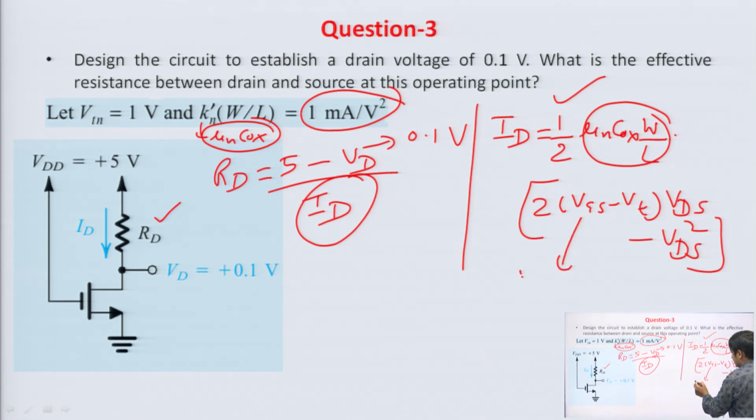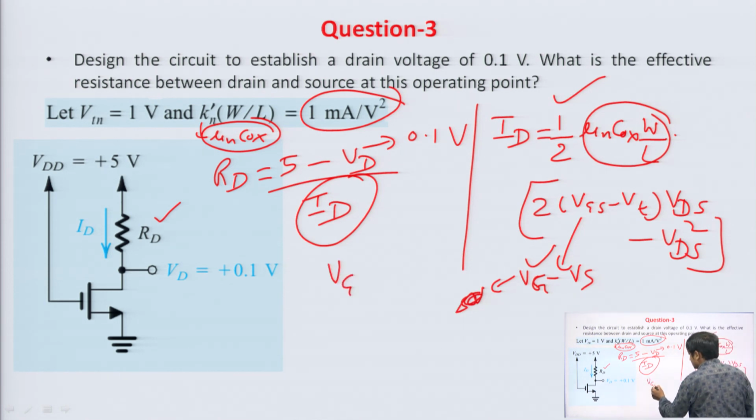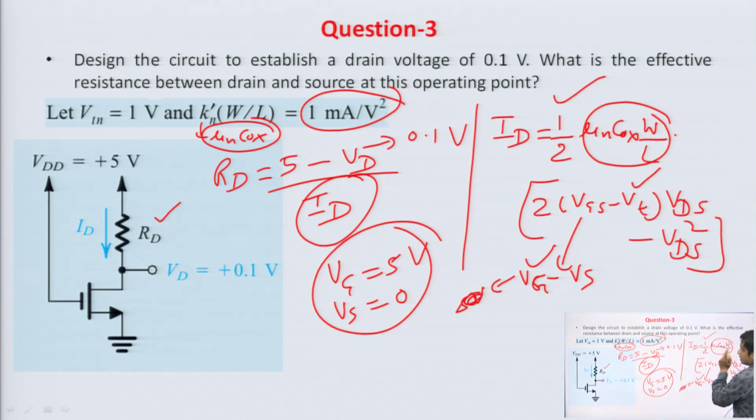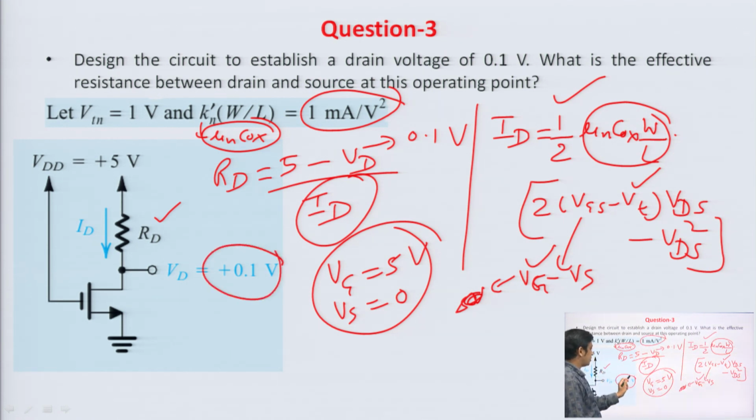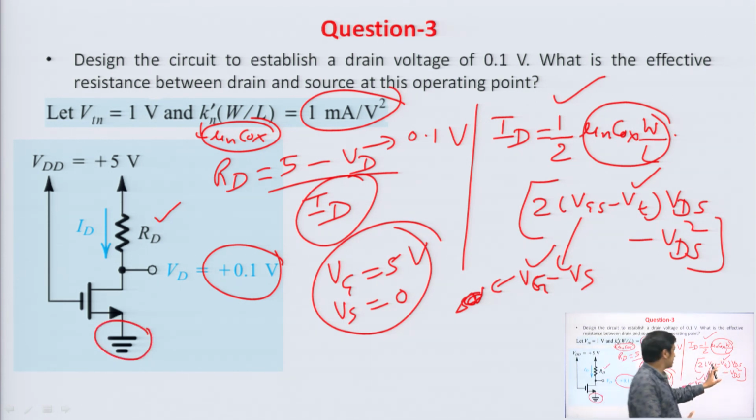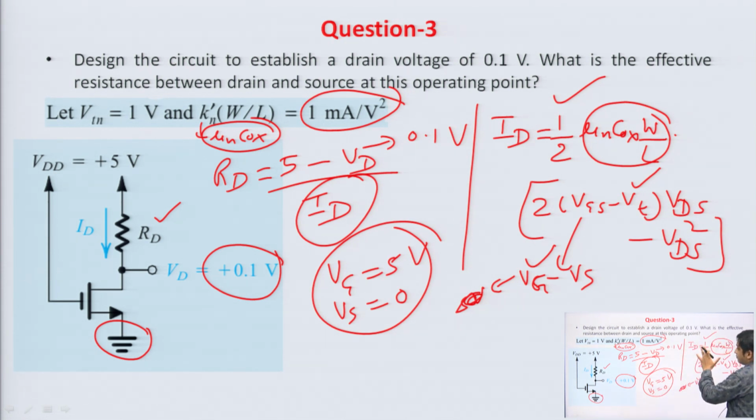Vgs can be written as Vg minus Vs, and the gate is connected to plus 5 volt. So, Vg is 5 volt and source voltage is 0, and Vt is given, that is 1 volt, fine. And what is the value of Vds? Vd minus Vs, Vd is 0.1 volt, that is given, Vs is 0. So, one equation, one unknown, all the parameters are given. So, just put all the parameters in this equation and find out the value of the drain current.